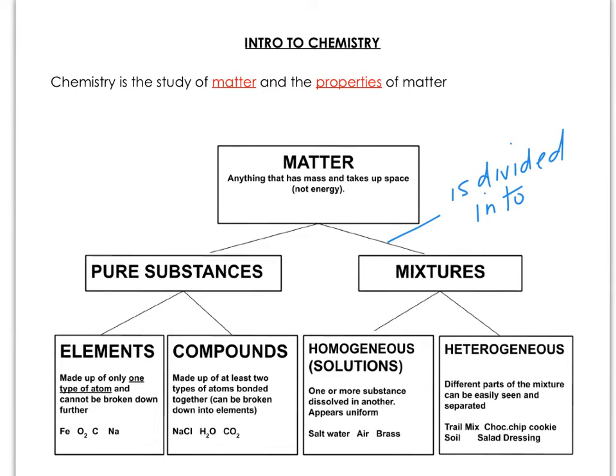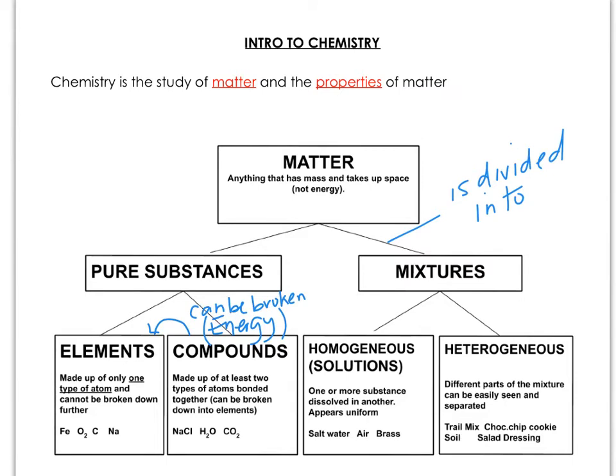Compounds, on the other hand, are made up of at least two atoms bonded together, and you can break them down into elements, but you require energy to do so. So compounds can be broken down into elements, but it requires energy. We need some form of energy to do that. So if you're not a pure substance, then you're considered to be a mixture.